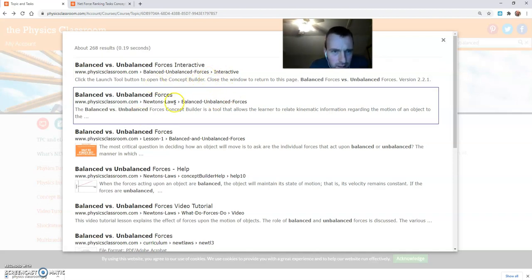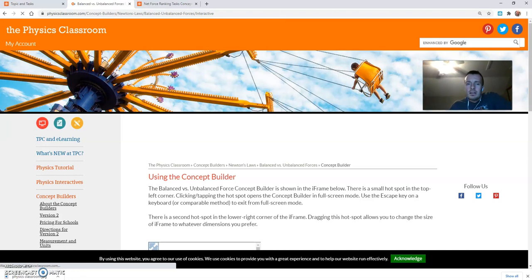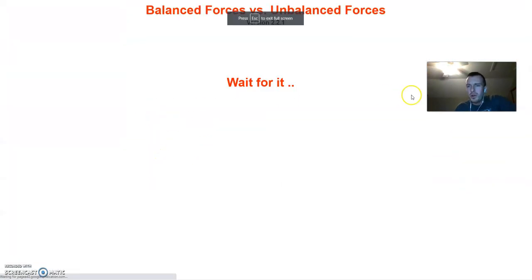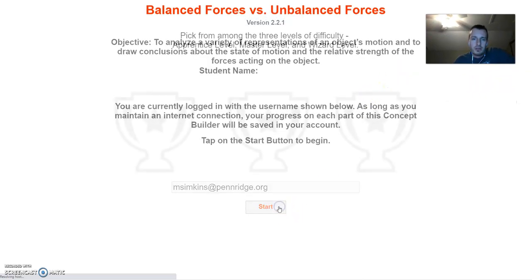Interactive, is it that one? Let's see. Concept builder. Here we go. Let's look at this second one. All right, here it is. And we're going to go straight wizard level again, all right, because I think it's just going to add more stuff for you. So balanced and unbalanced forces. Let's see what we got going on here.